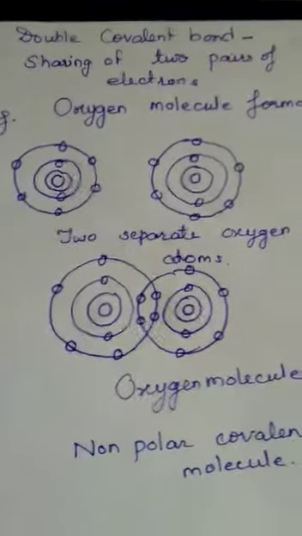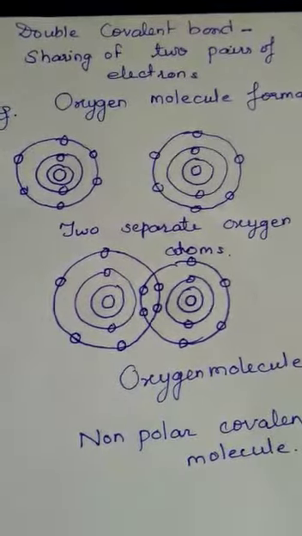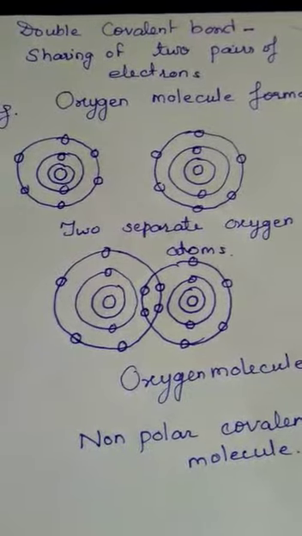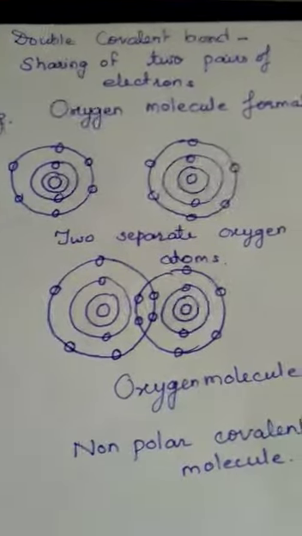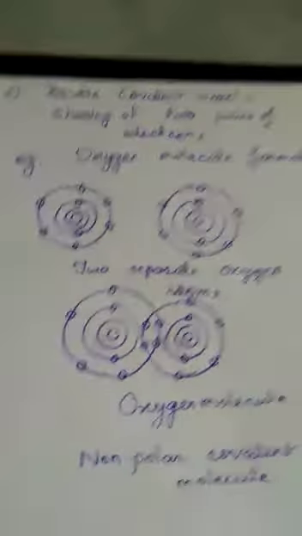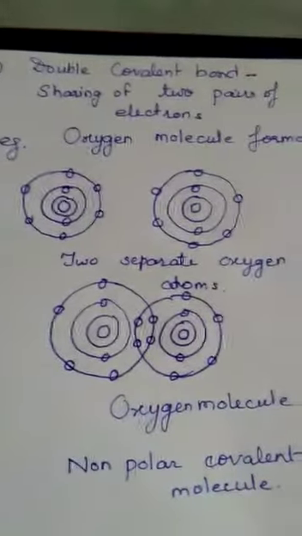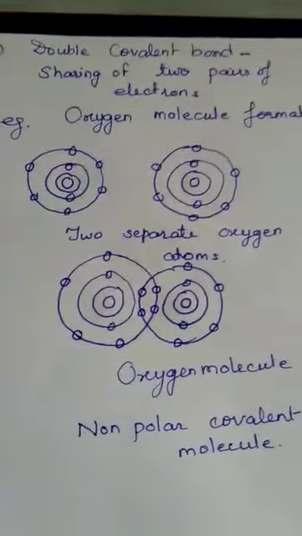Now we will see the formation of a double covalent bond. A double covalent bond is formed when two pairs of electrons are shared between the two combining atoms. So we'll take the example of the oxygen molecule.